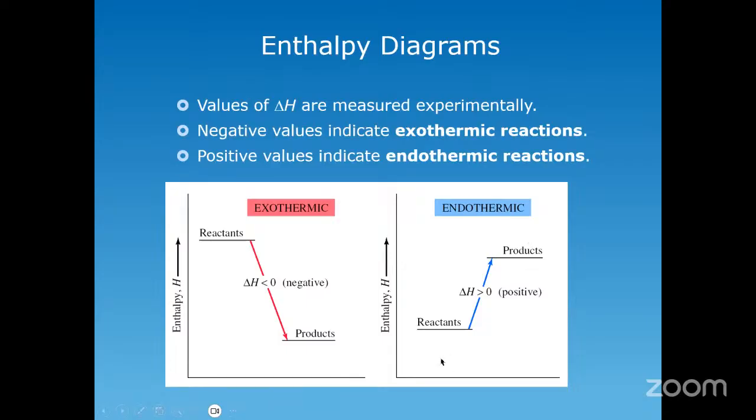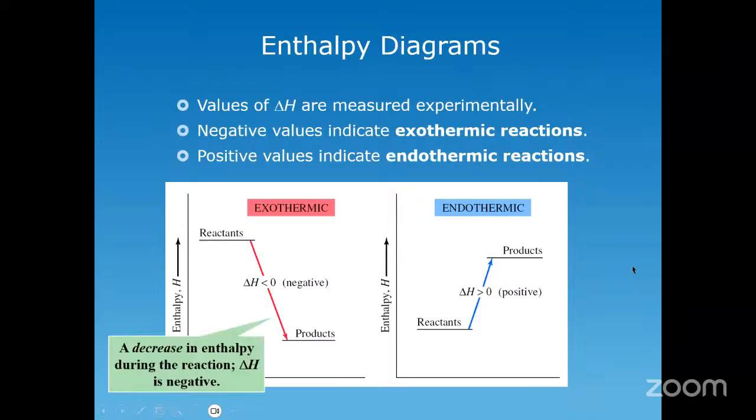In the case of an endothermic reaction, as you can see here, the enthalpy of the products will be greater than that of the reactants. So if you use the same convention, the final value minus the initial value, obviously that means that the delta H, or the change in enthalpy, for this reaction would be positive, right? So for exothermic reactions, the enthalpy change would be negative. For endothermic reactions, the enthalpy change would be positive, right?